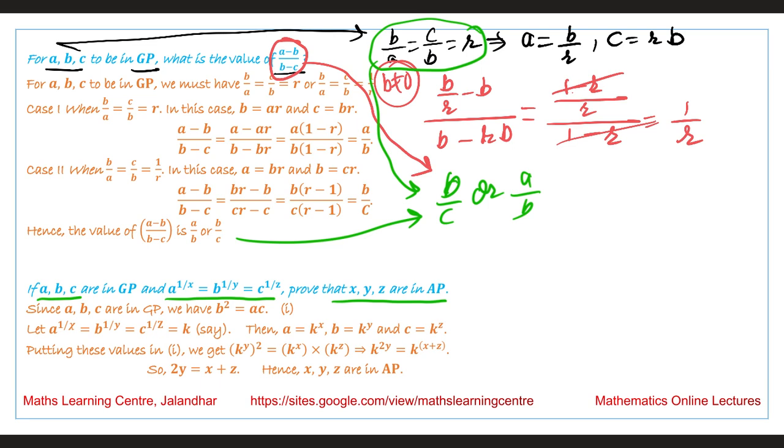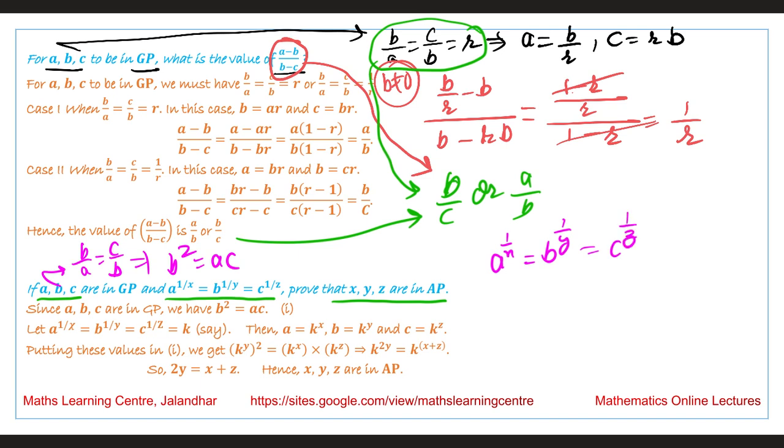Now A, B, C are in GP, so this implies that B by A is equal to C by B. So this implies B square is equal to AC. And it is being given that A raised to the power 1 by X is equal to B raised to the power 1 by Y is equal to C raised to the power 1 by Z.